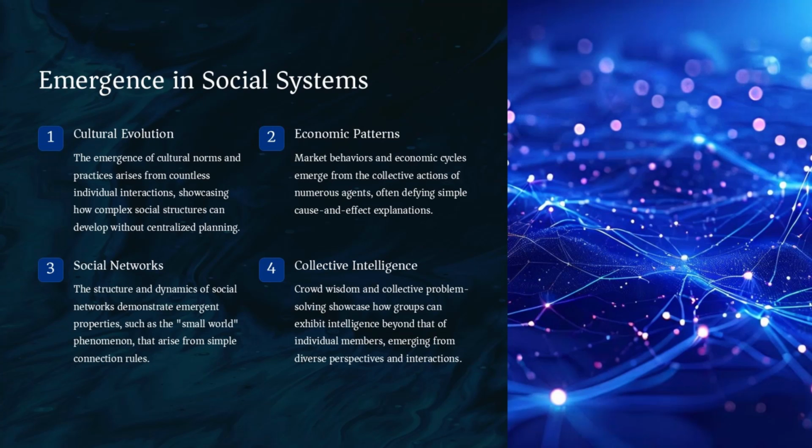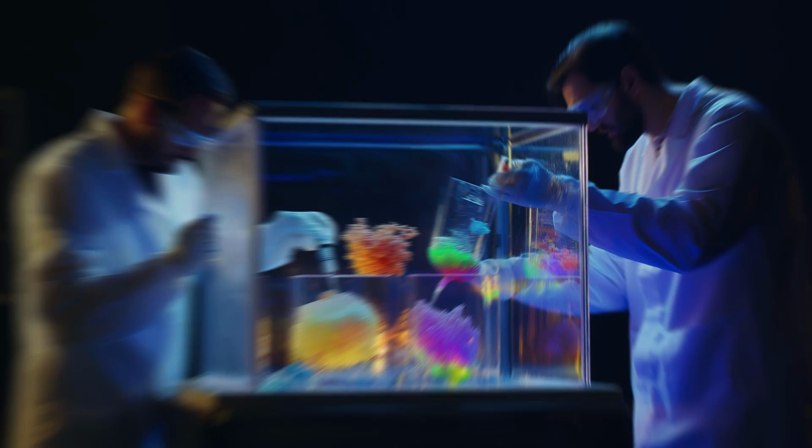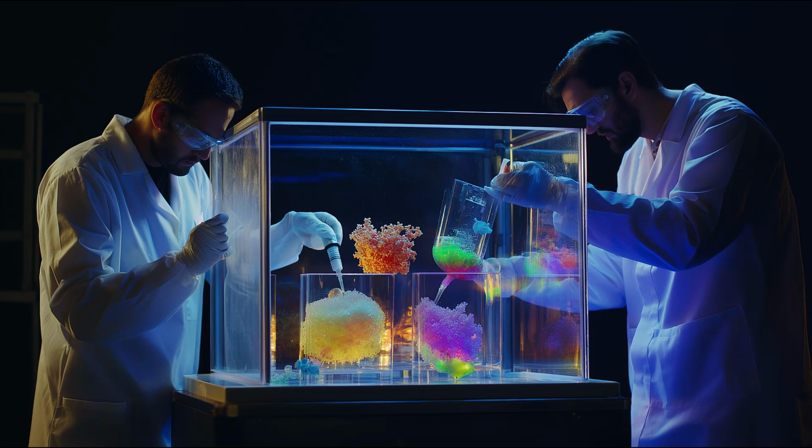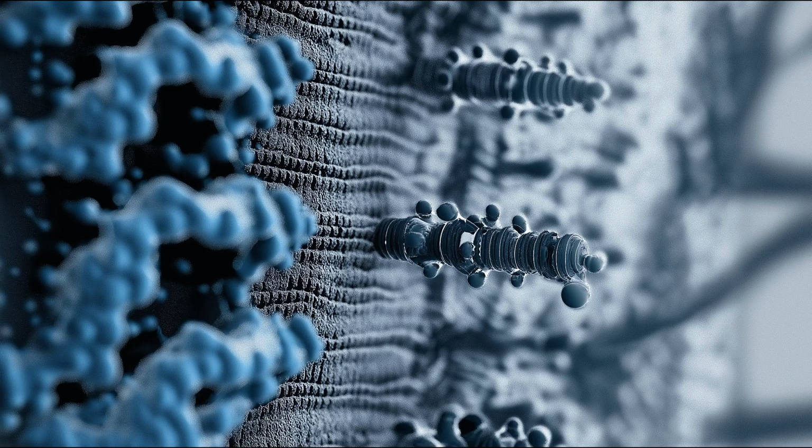Social systems showcase emergent properties from cultural evolution, economic patterns, social networks, and collective intelligence. Cultural norms arise from countless individual interactions, while social networks display the small world phenomenon, where simple rules give rise to complex behaviours. Similarly, collective intelligence emerges from group interactions, producing wisdom and problem-solving capabilities beyond individual knowledge.